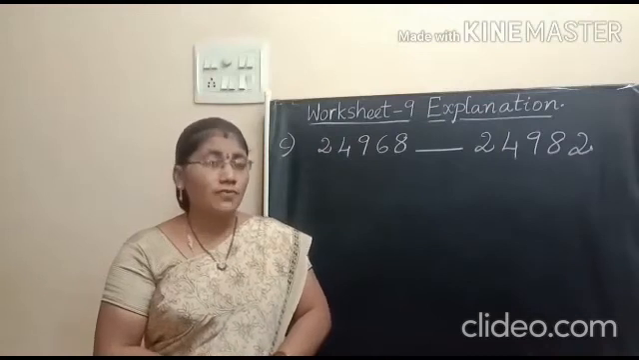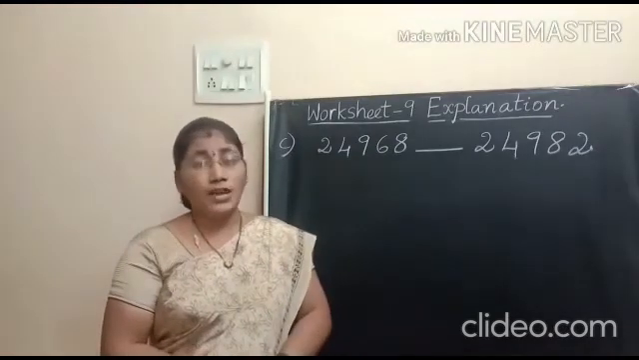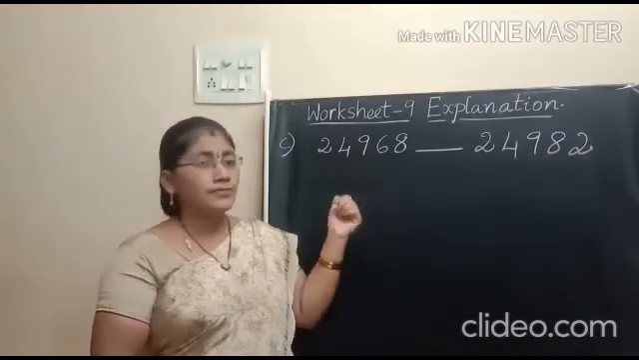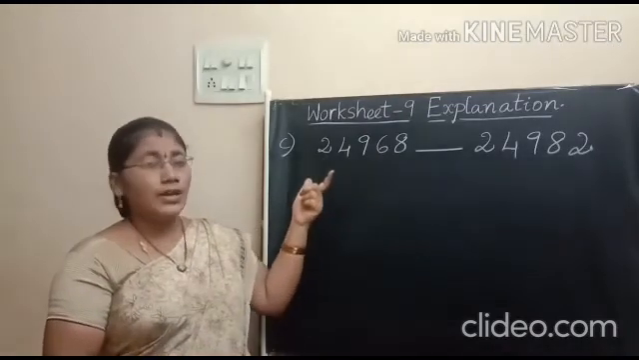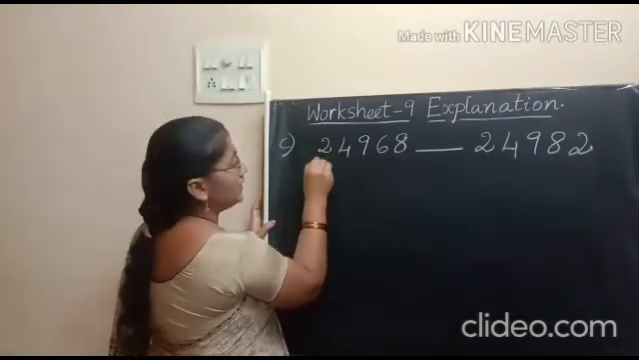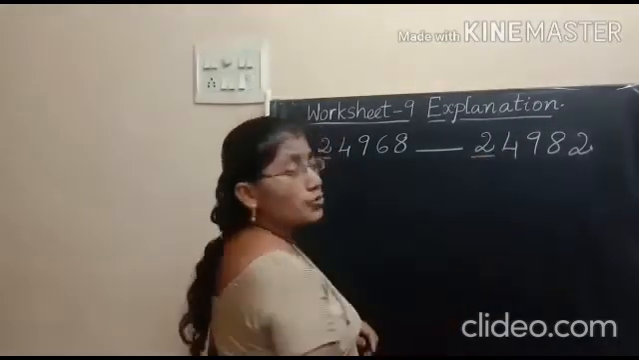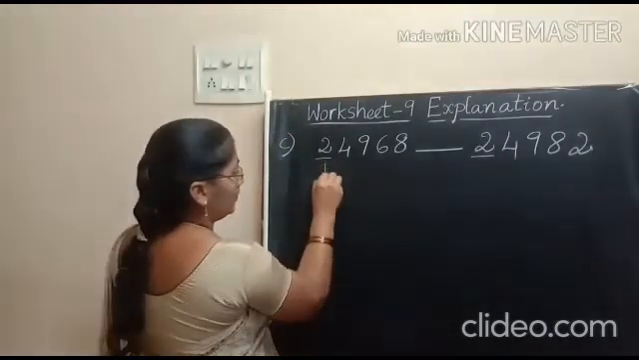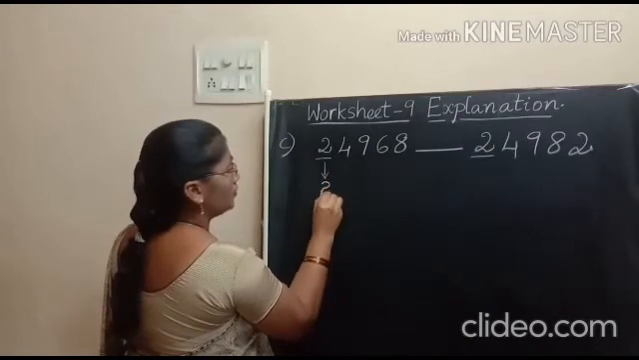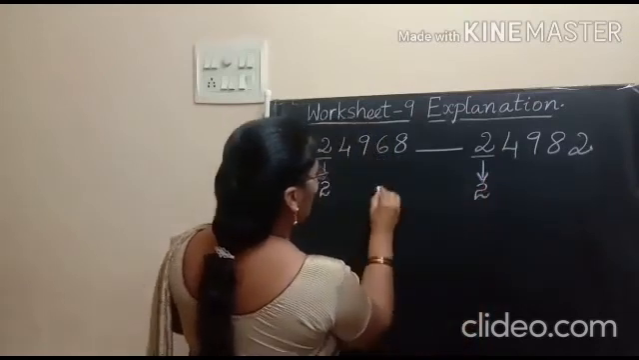In this situation, we have to compare these numbers digit by digit. Let us compare the first digit. We have to compare the leftmost digit of these two numbers. Here the leftmost digit is 2 and here also 2. Both are the same.